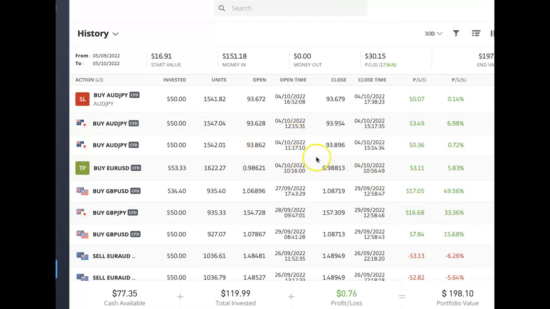So yeah, we'll see how this goes. It's looking good so far. So we're up 17.9% in total, $30. So it will be interesting to see what we could get this to, you know, over a period of a year or something. But looking good so far.